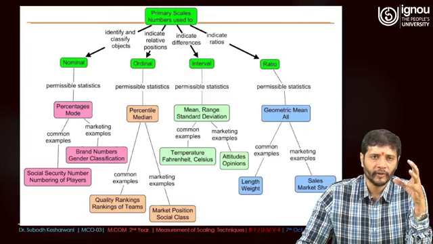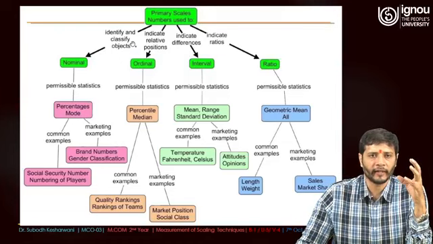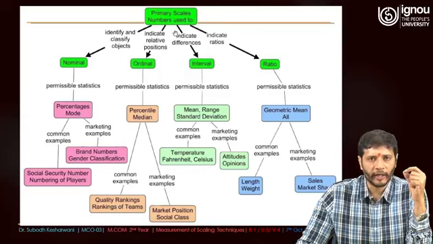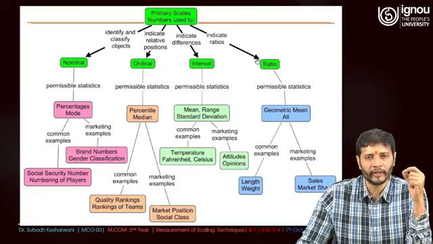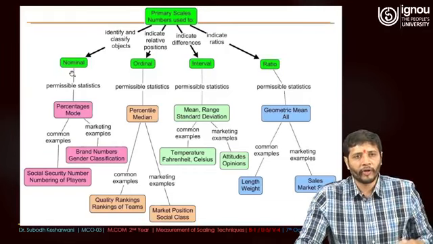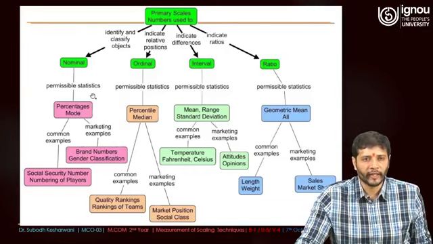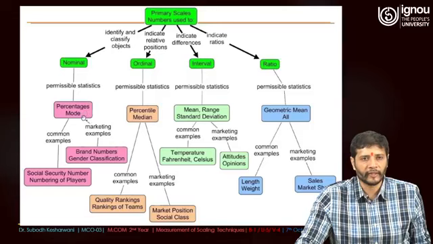interval, and ratio, you see that when we are using the primary scales, numbers used for identifying and classifying the object is nominal, indicating relative position is ordinal, indicating difference is interval, indicating ratio is ratio. So when you talk about the nominal, the permissible statistics are percentages and mode, then a common example, and a marketing example.